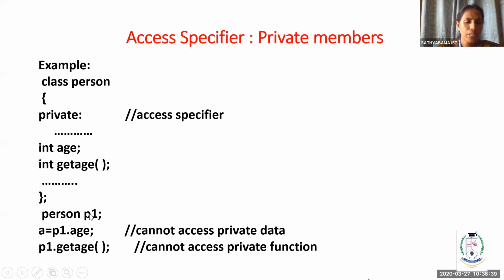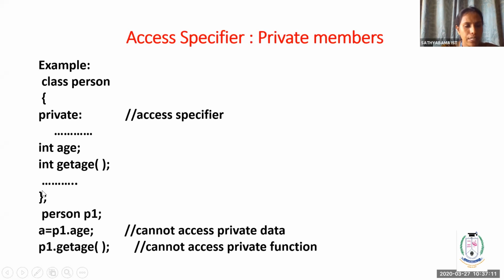And in a similar way, using this object, we are planning to access p1 dot get age. That is object name dot the function name get age. This is also an illegal access because this member function is also present in the private section. So these two accesses are not possible because your access specifier is given as private. By seeing this, you confirm that the lifetime of your private data member is only within the class.